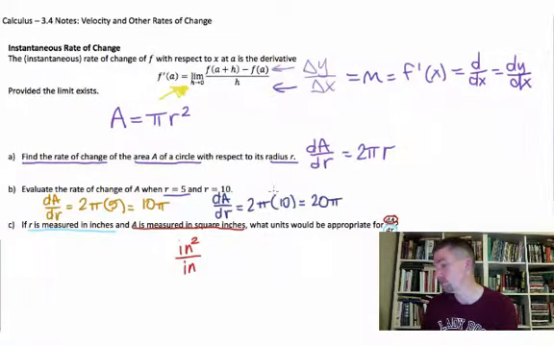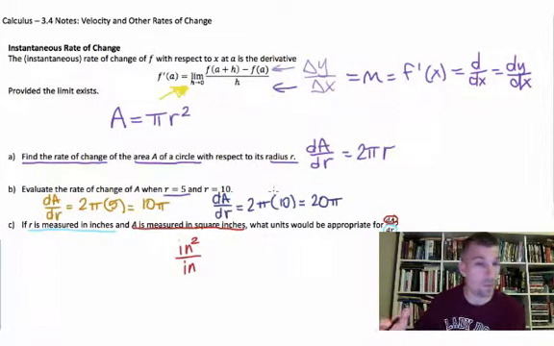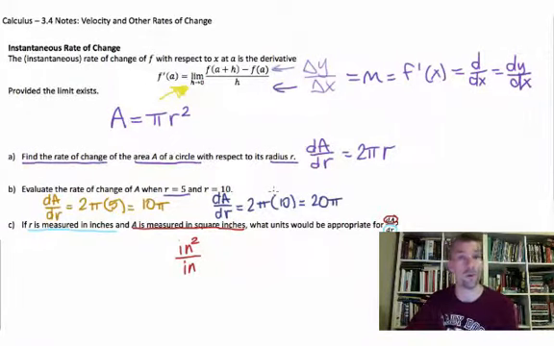So the derivative would be inches squared per inch. Okay, so here's just a real quick rate of change problem using some of those derivative rules, and that's why we really like it.